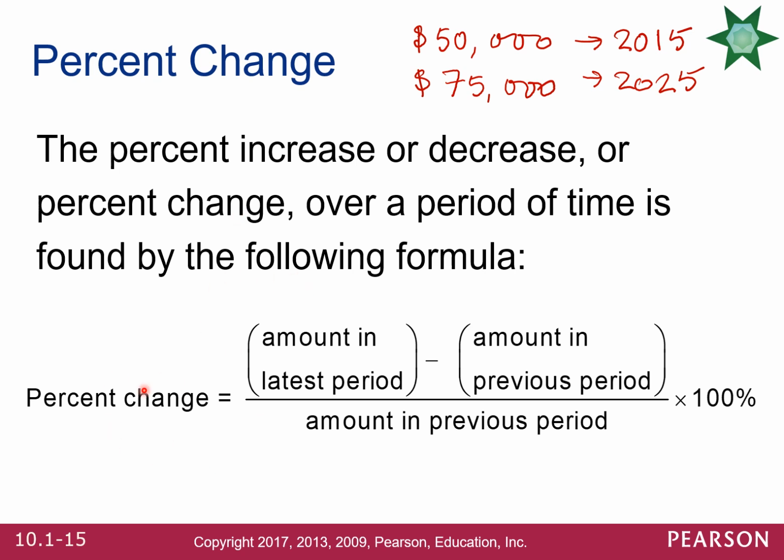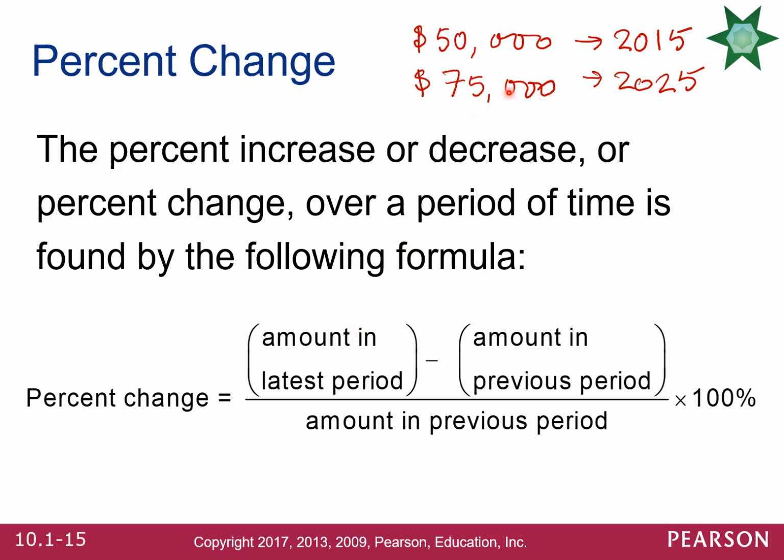And the formula, or the way you do the percentage change calculation, is again a ratio, as you see. In the numerator, we have amount in the recent period or latest period minus amount in the previous period, divided by amount in previous period, and then convert that to percentage.